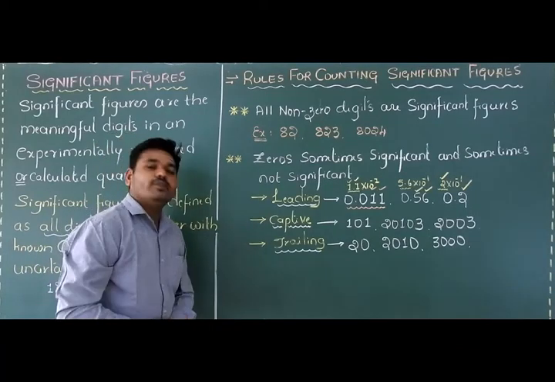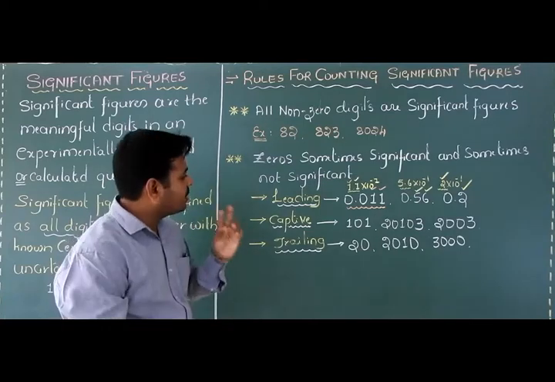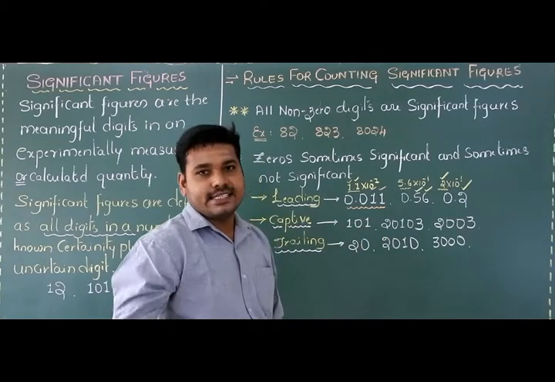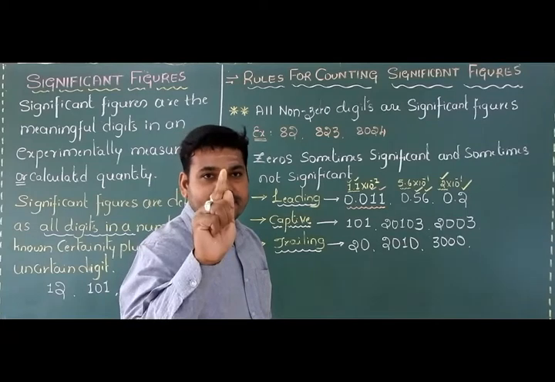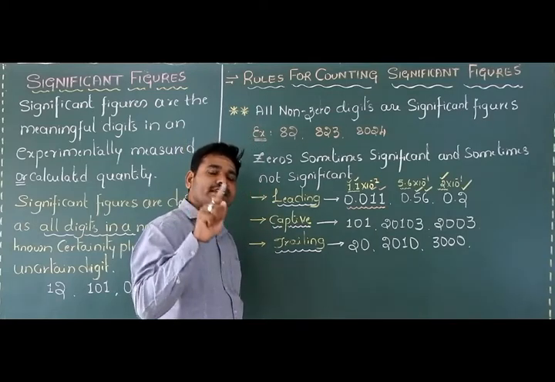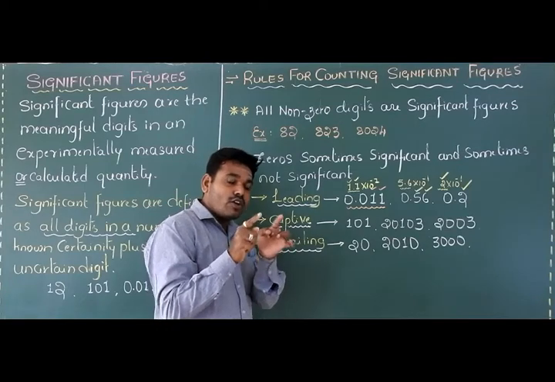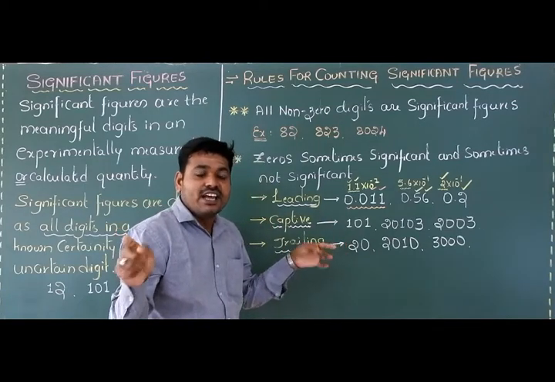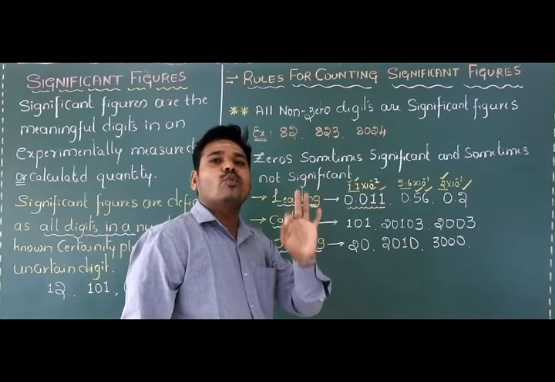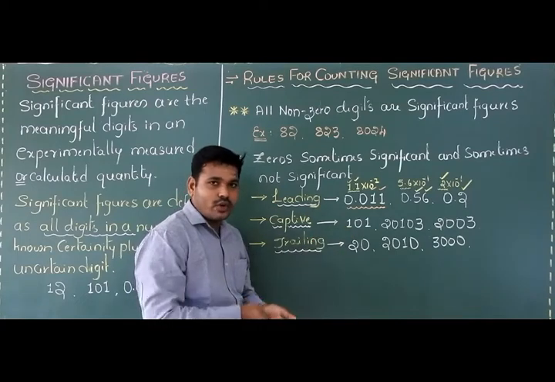Now the second type of zero we call captive zeros, students. Captive zeros are the zeros which are present between two non-zero digits. And please remember, captive zeros are always counted as significant figures, students. Please recall the leading zero concept. Leading zeros are not at all counted as significant figures, whereas captive zeros are always counted as significant figures, students.